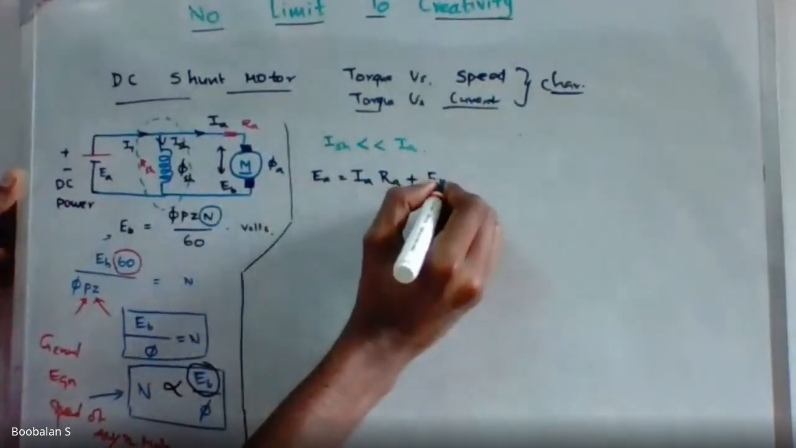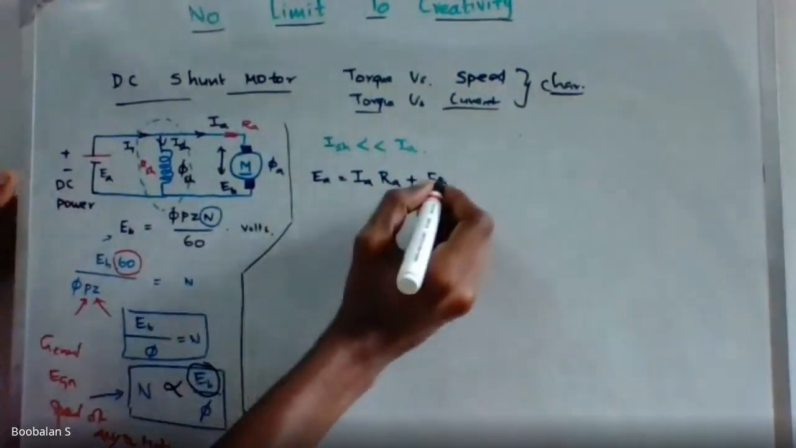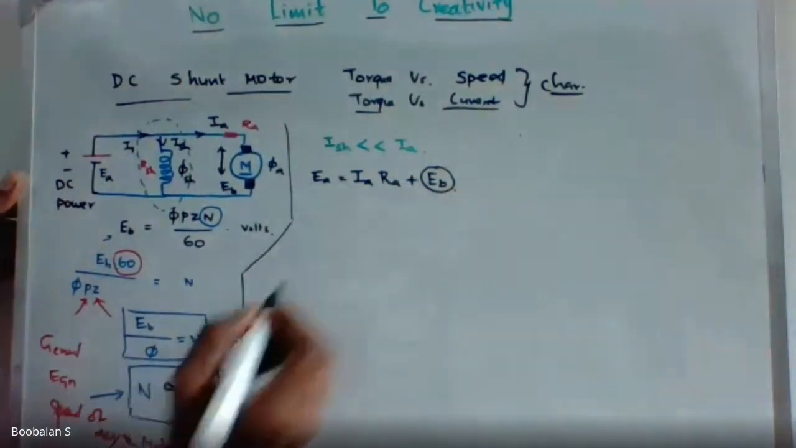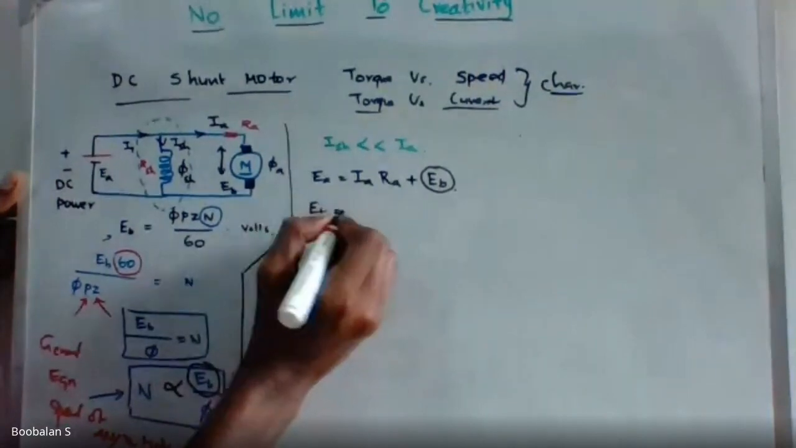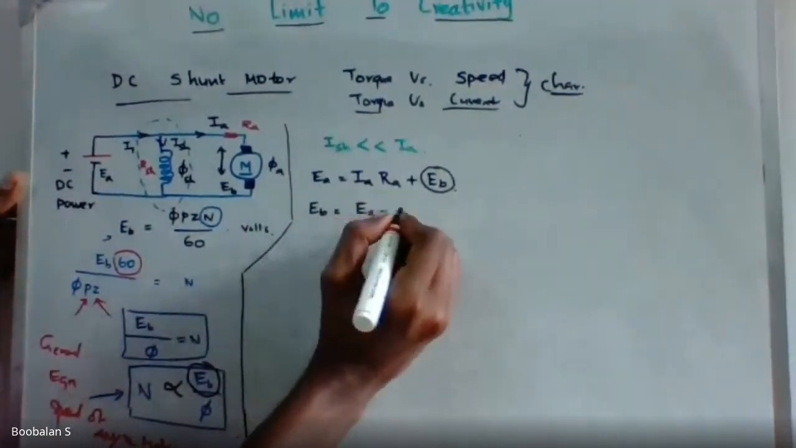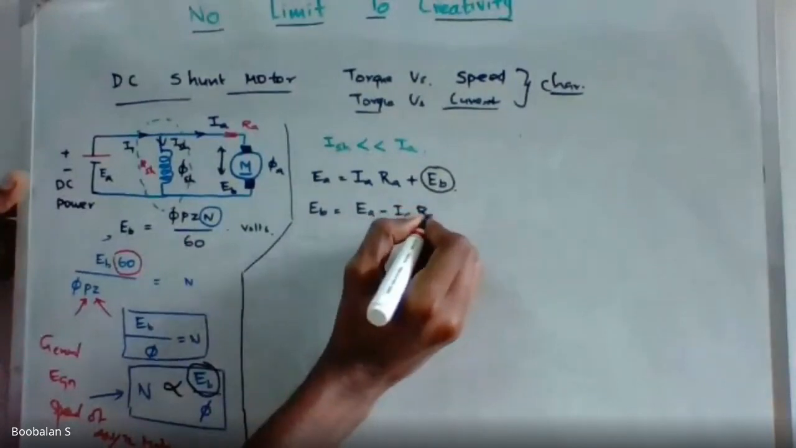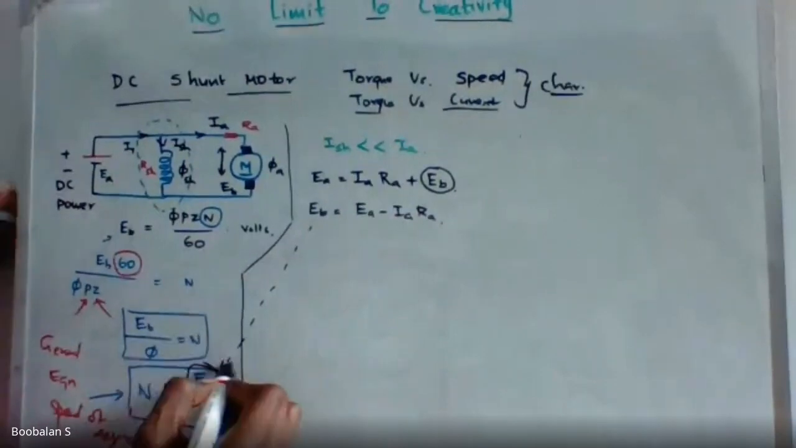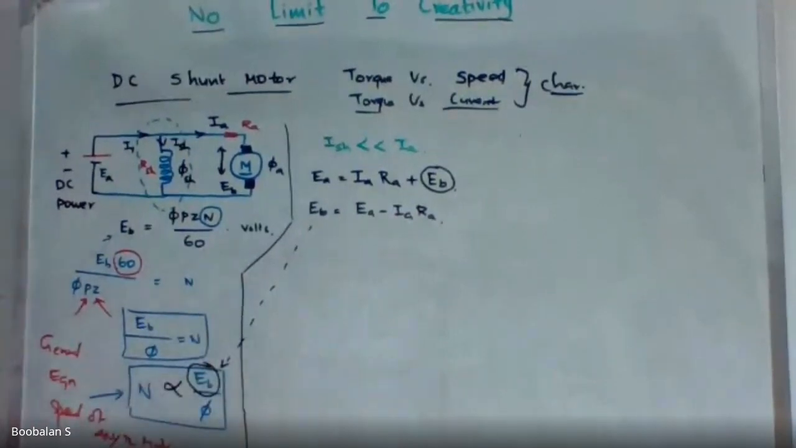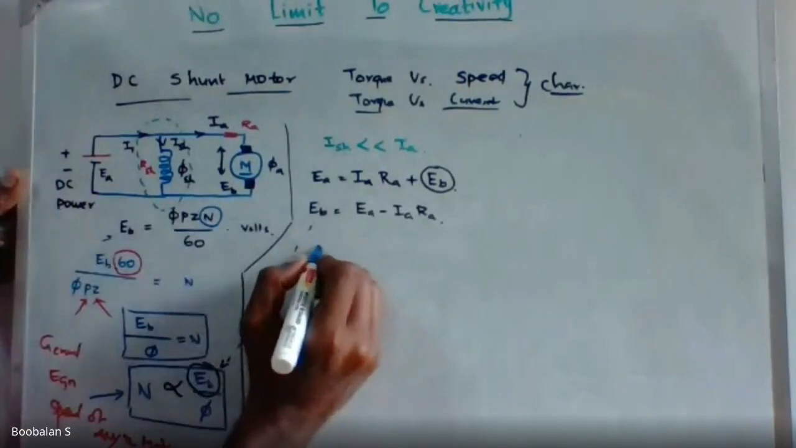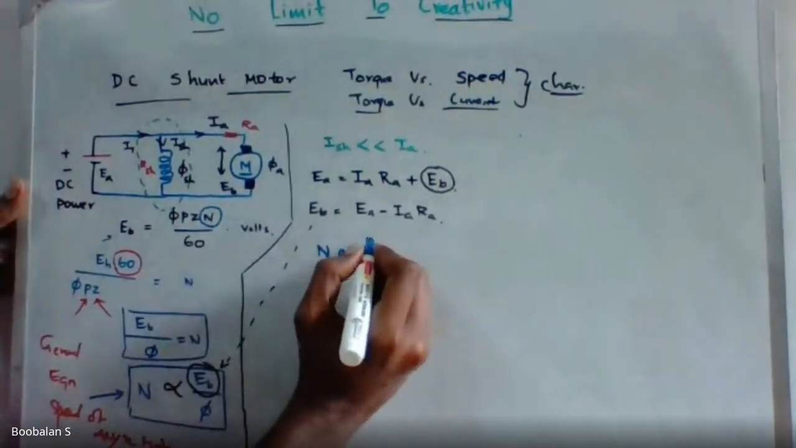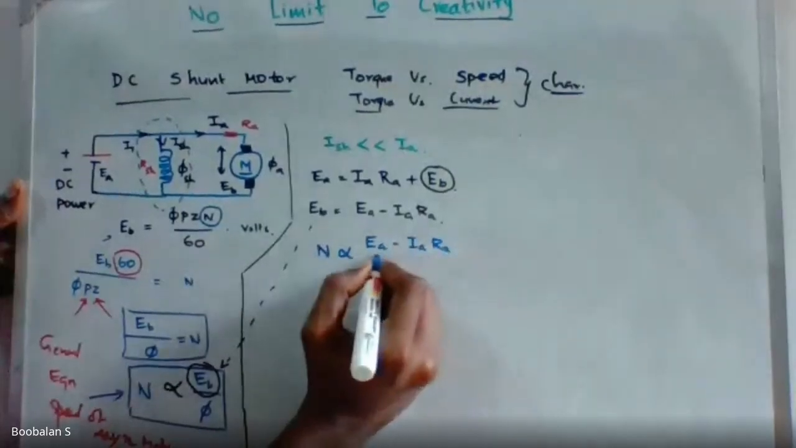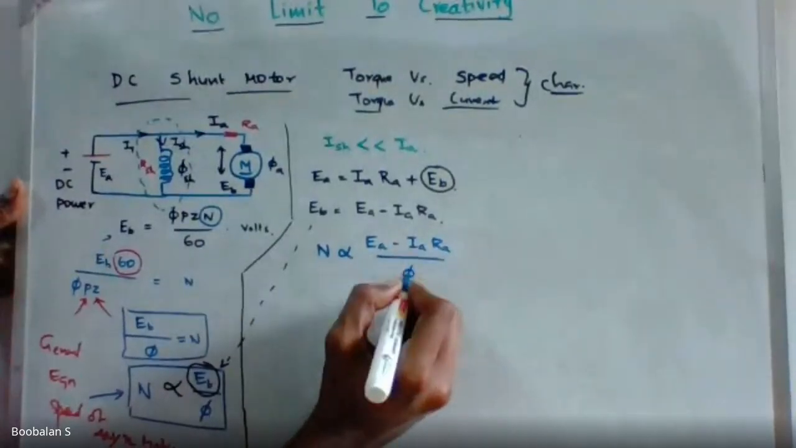So this is the equation from the shunt motor, right? I'm just going to find EB alone because I'm going to substitute it into my speed equation. So what is the value of EB now? EB is equal to EA minus IA into RA. So I'm just going to substitute the EB value here. Now the entire equation is converted like this: EB is now changed to EA minus IA into RA by phi, right?